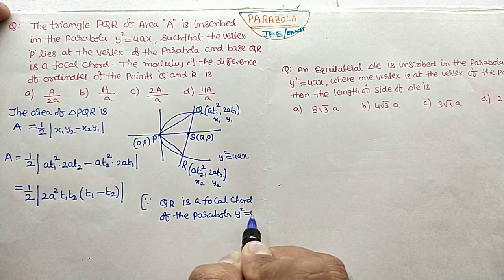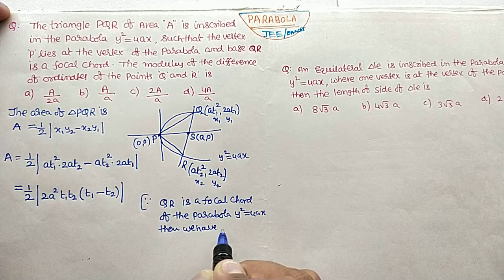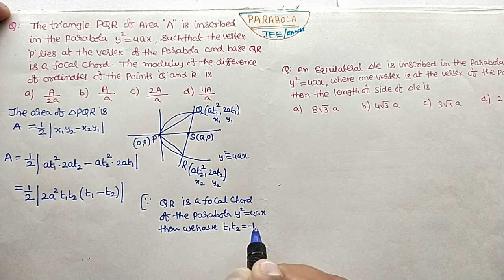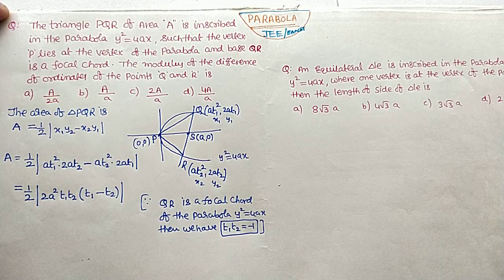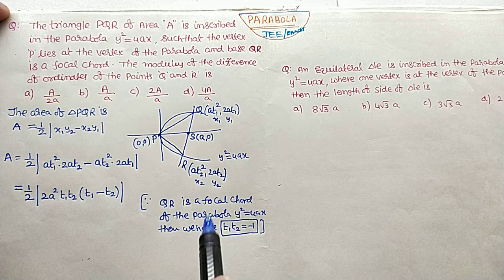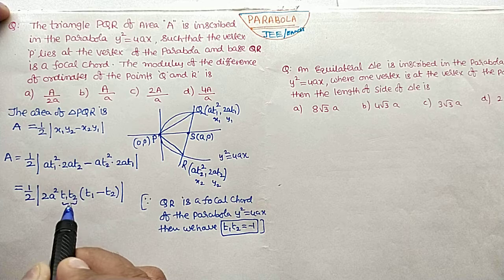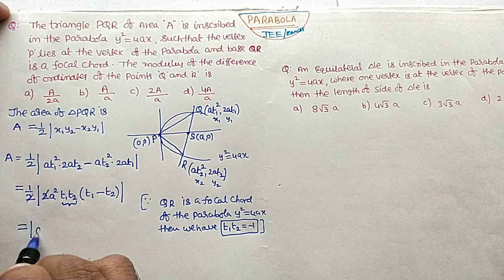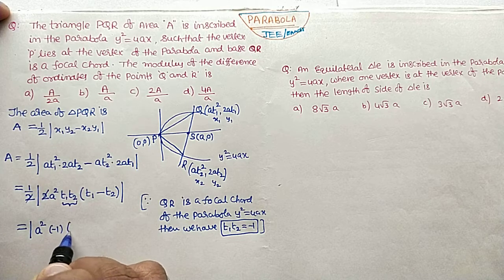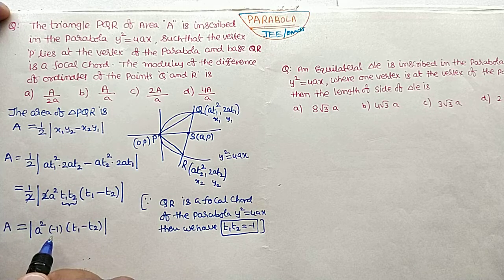y square equal to 4ax, then we have a formula. Standard result: t1 t2 is equal to minus 1. It's a very important property, one of the properties of focal chords. t1 t2 equal to minus 1. So whenever t1 t2 equals minus 1, this value will become minus 1. Here 2 gets cancelled, which is equal to mod a square into minus 1 into t1 minus t2. Within the modulus anyway it is plus.